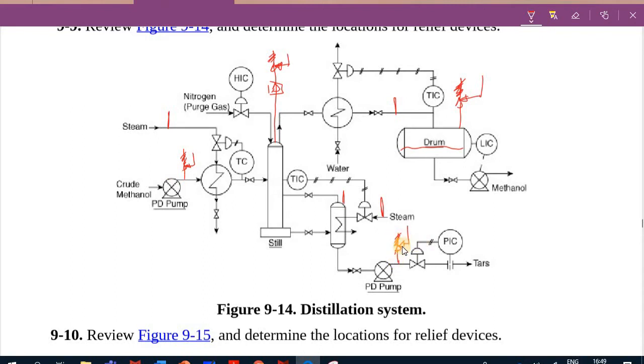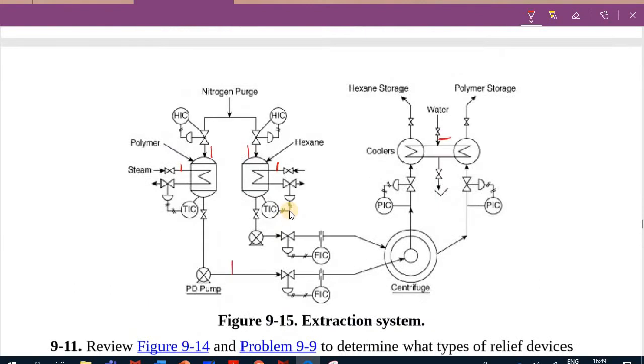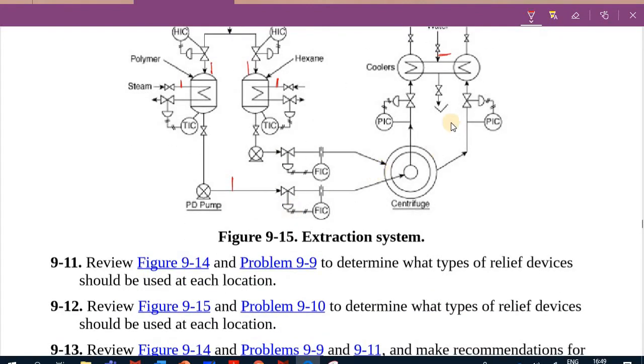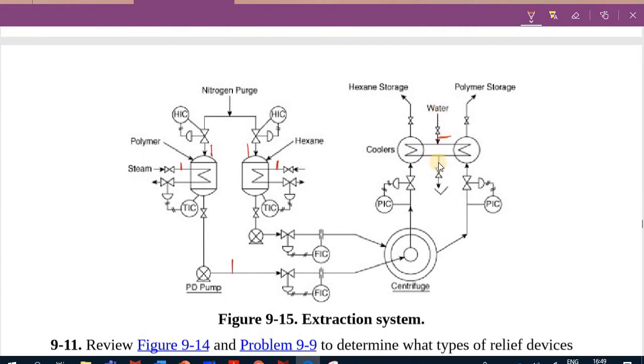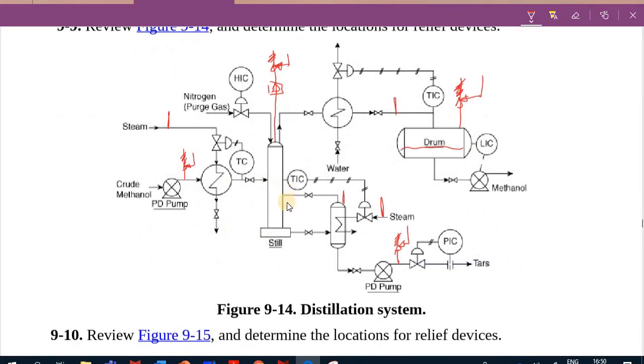What about some other conditions? For example, the cooling coil that we are using. You're using some cooling water here. So what about the cooling water if it is shut down? If it's shut down, that means the temperature is going to increase. That could be dangerous.